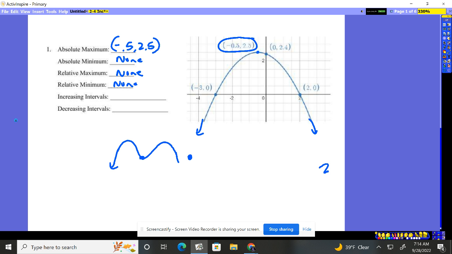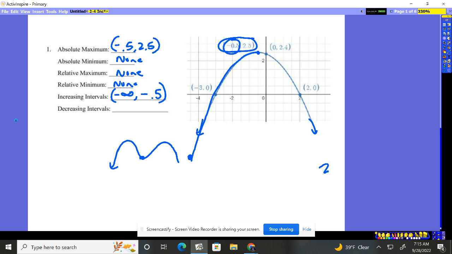Increasing intervals, start at the left. Where's it going up? Well, from negative infinity, it keeps going up, going up, going up until that point. And then it starts going down. So for intervals, we have to say, this guy is going from where? He's coming from negative infinity. And then at the x value, where does it stop? We're only concentrating on the x values. It's stopping right here at negative 0.5. Now, it doesn't include it because that's the point where it reaches the highest spot. So we don't include it.